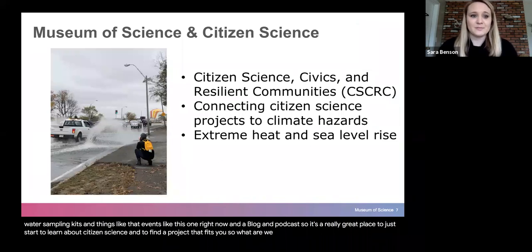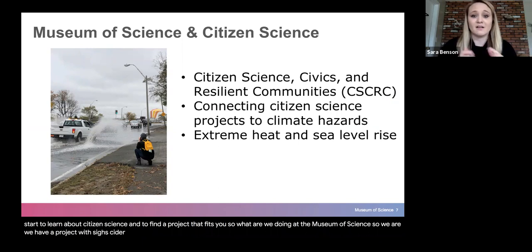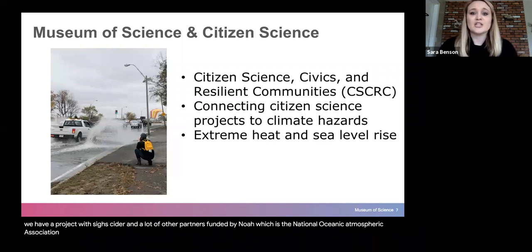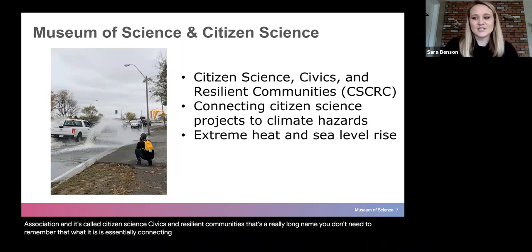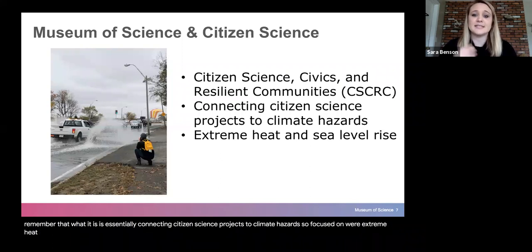So what are we doing at the Museum of Science? We have a project with SciStarter and a lot of other partners funded by NOAA, which is the National Oceanic and Atmospheric Administration. It's called Citizen Science, Civics, and Resilient Communities. That's a really long name. You don't need to remember that. What it is, is essentially connecting citizen science projects to climate hazards. The climate hazards that we were really focused on were extreme heat and sea level rise.